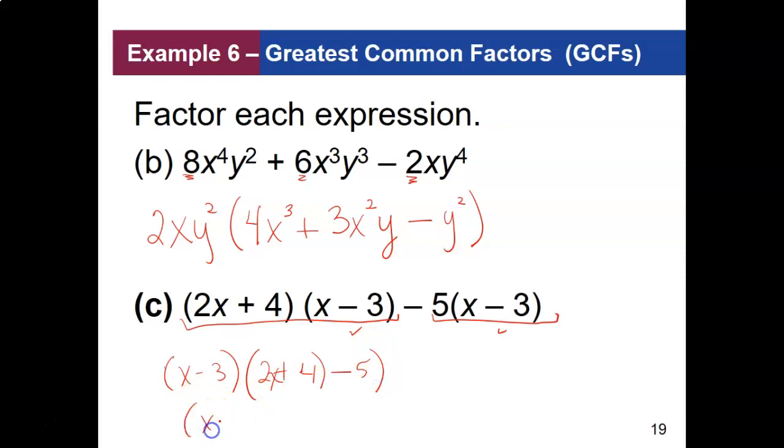So I'm going to have x minus 3, and then I'm going to have 2x, and I can combine these two together. 4 minus 5 would be negative 1. And so this would be the factorization. If you don't recognize this, then you're going to end up having to multiply this out fully, distribute this, combine your like terms together, and then factor it. That's a much more complicated process than just simply looking at these common factors that you have here.